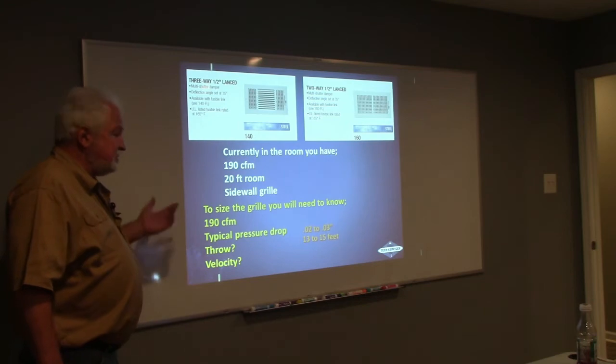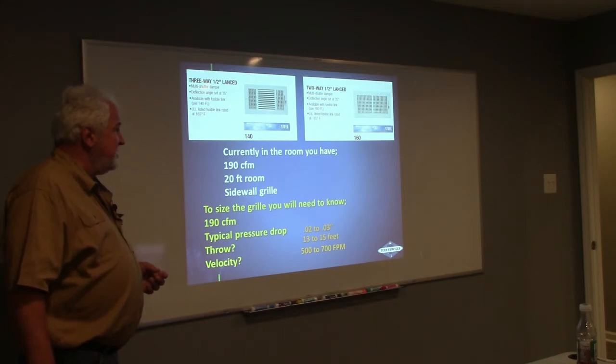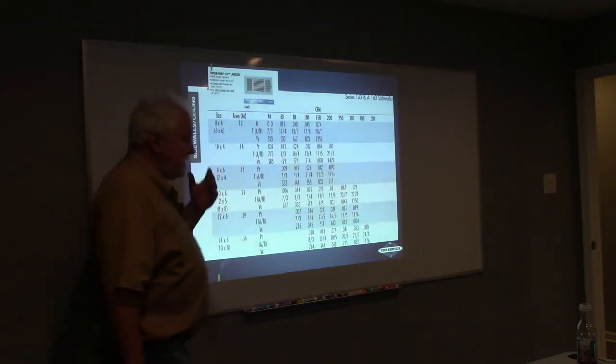The throw, 13 to 15 feet, right? Off of our 20-foot room. Velocity, we want somewhere 500 to 700. So this is a grill data sheet.